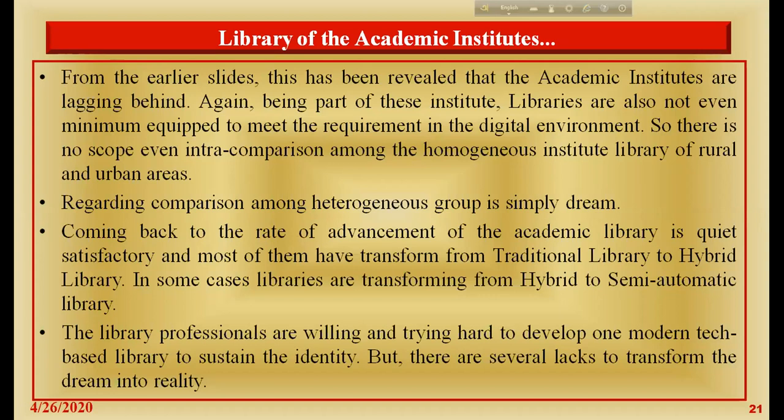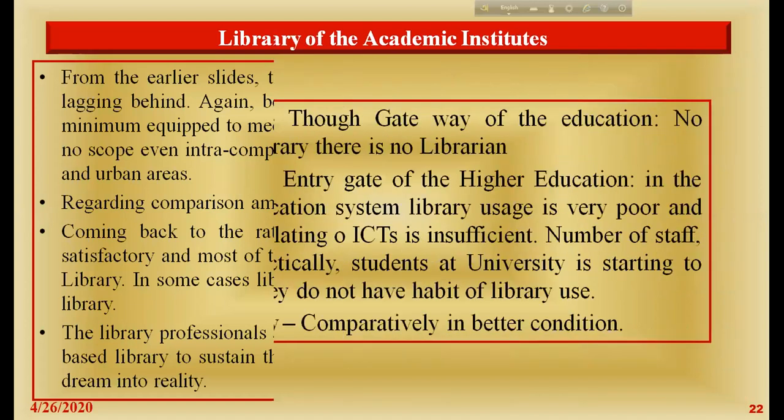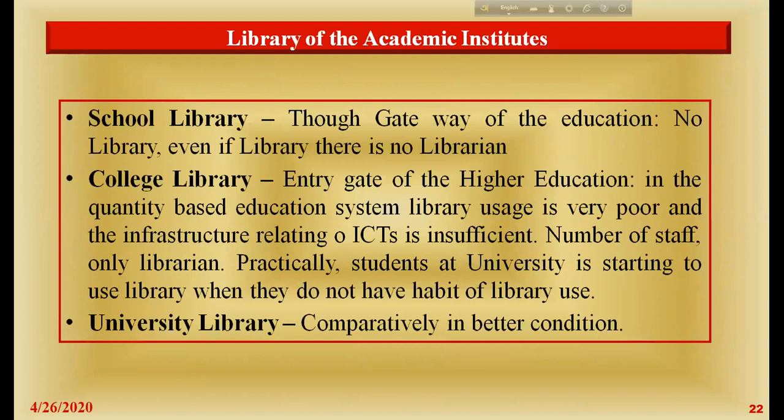Coming back to the rate of advancement of the academic library, it is satisfactory, and most of them have transformed from traditional library to hybrid library. In some cases, libraries are transforming from hybrid to even semi-automatic library, not fully automatic library. The library professionals are willing and trying hard to develop a modern tech-based library to sustain their identity, but there are several lacks in transforming the dream into reality. Now, school library, college library, university library. The school library is the academic entry gate of any education system. Though it is the gateway of education, there is often no library, and even if there is a library, there is no librarian, and even if there is a librarian and library, the room and its infrastructure are not sufficient.